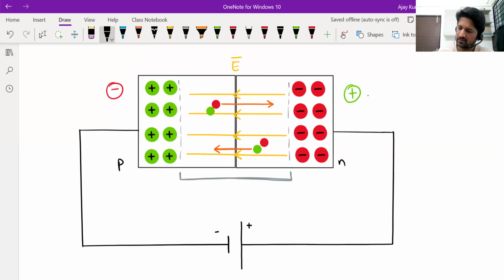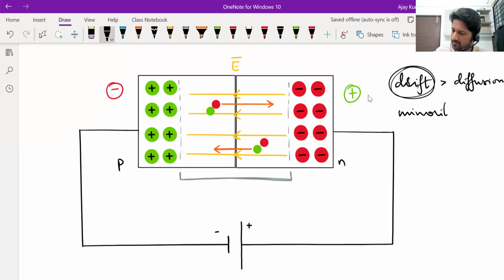So in reverse bias, drift is favored. Diffusion is opposed, drift is favored. Both things you have to consider. So drift is stronger than diffusion. But drift is due to minority charge carriers. They are not always there, or they are not there in large numbers to participate in this drift current. Occasionally, whenever an electron jumps from the valence band to the conduction band, that will participate in the drift process. Therefore, reverse bias current is negligible.